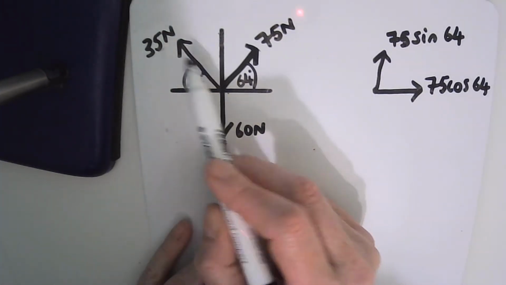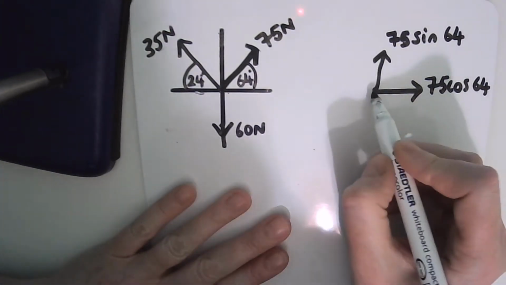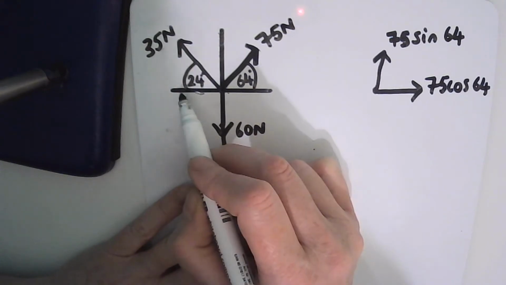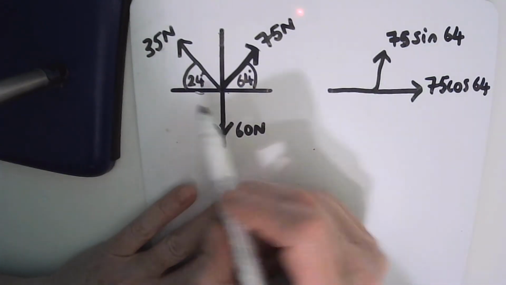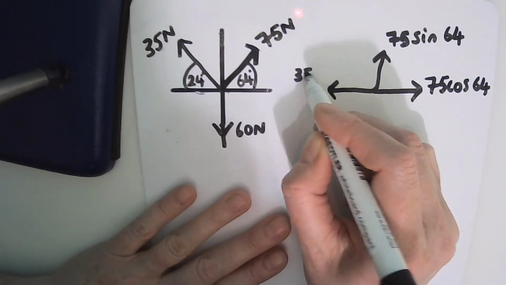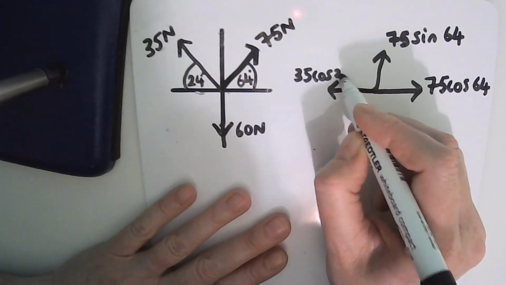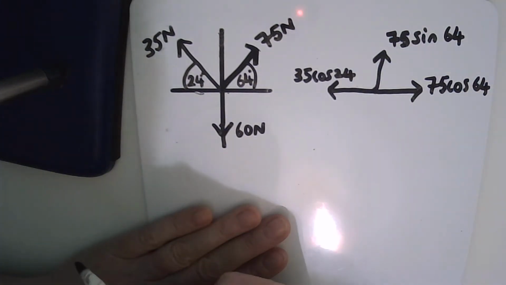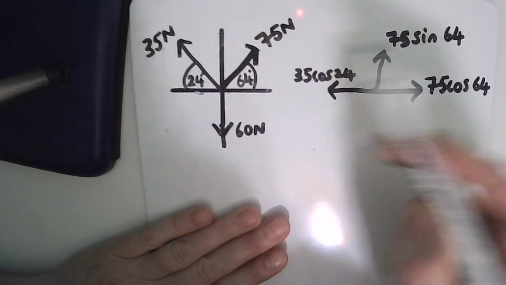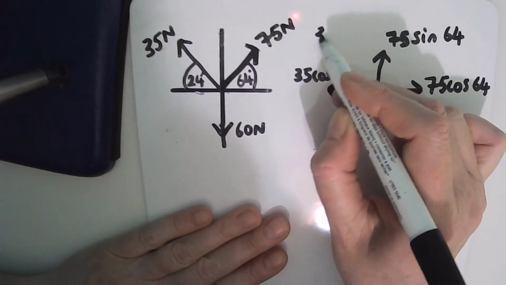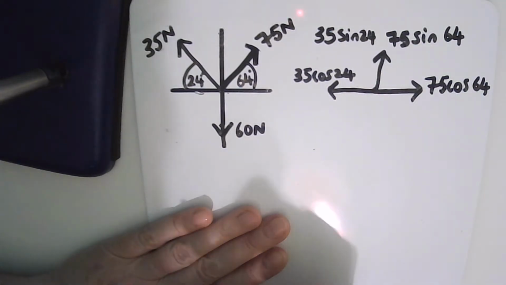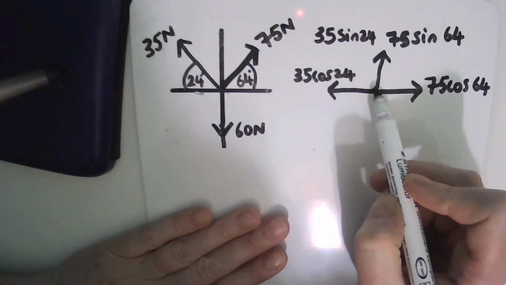Alright, I'm going to now do this one here, and split that into its horizontal and vertical component. We'll just do the horizontal one first, just because it's easier with the angle being contained. It's always easier to do the cosine one first, I find. So for that one there, we're going to have 35 cos 24. And then for the vertical one there, going upwards, the angle is not included, so it's going to be 35 sine 24.